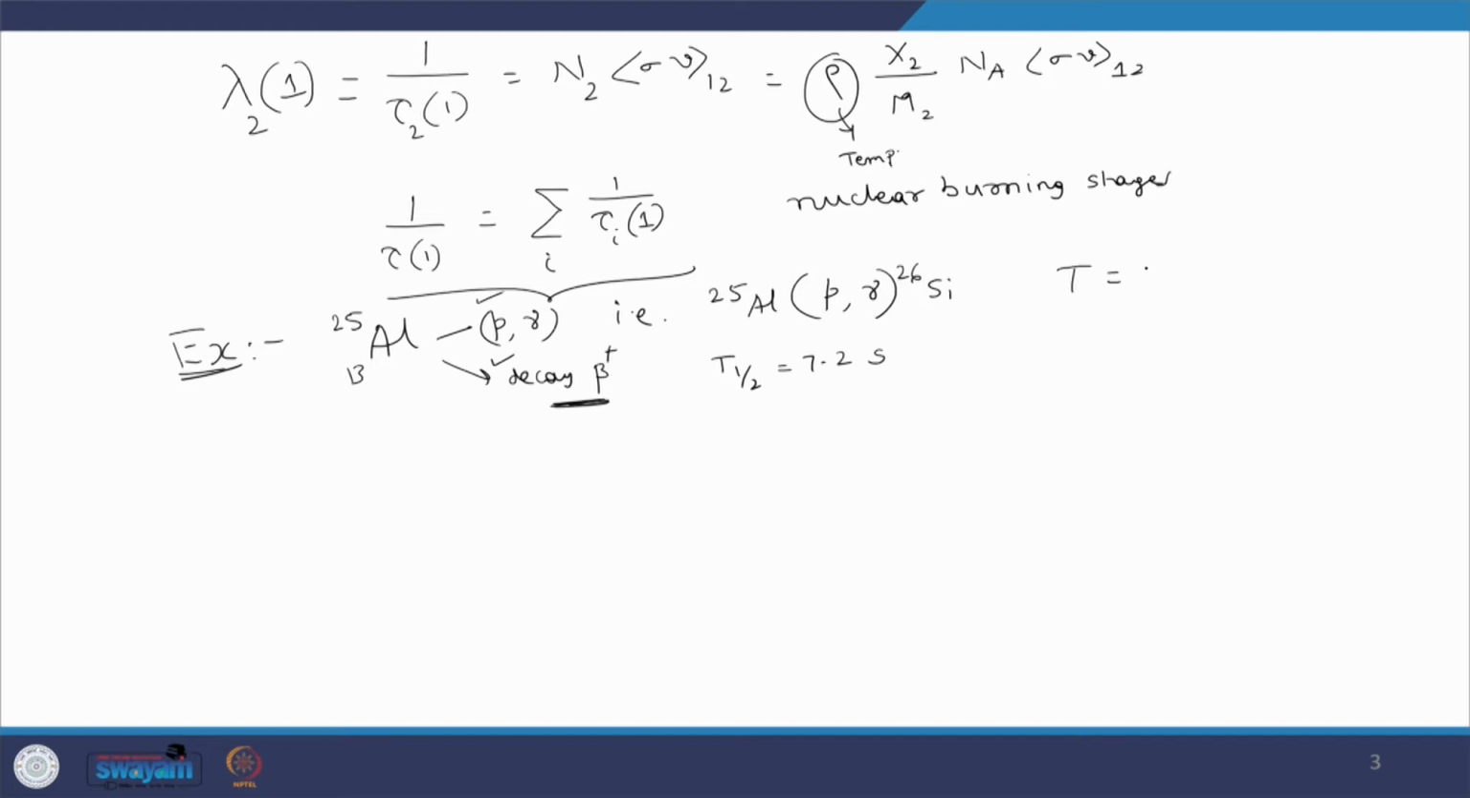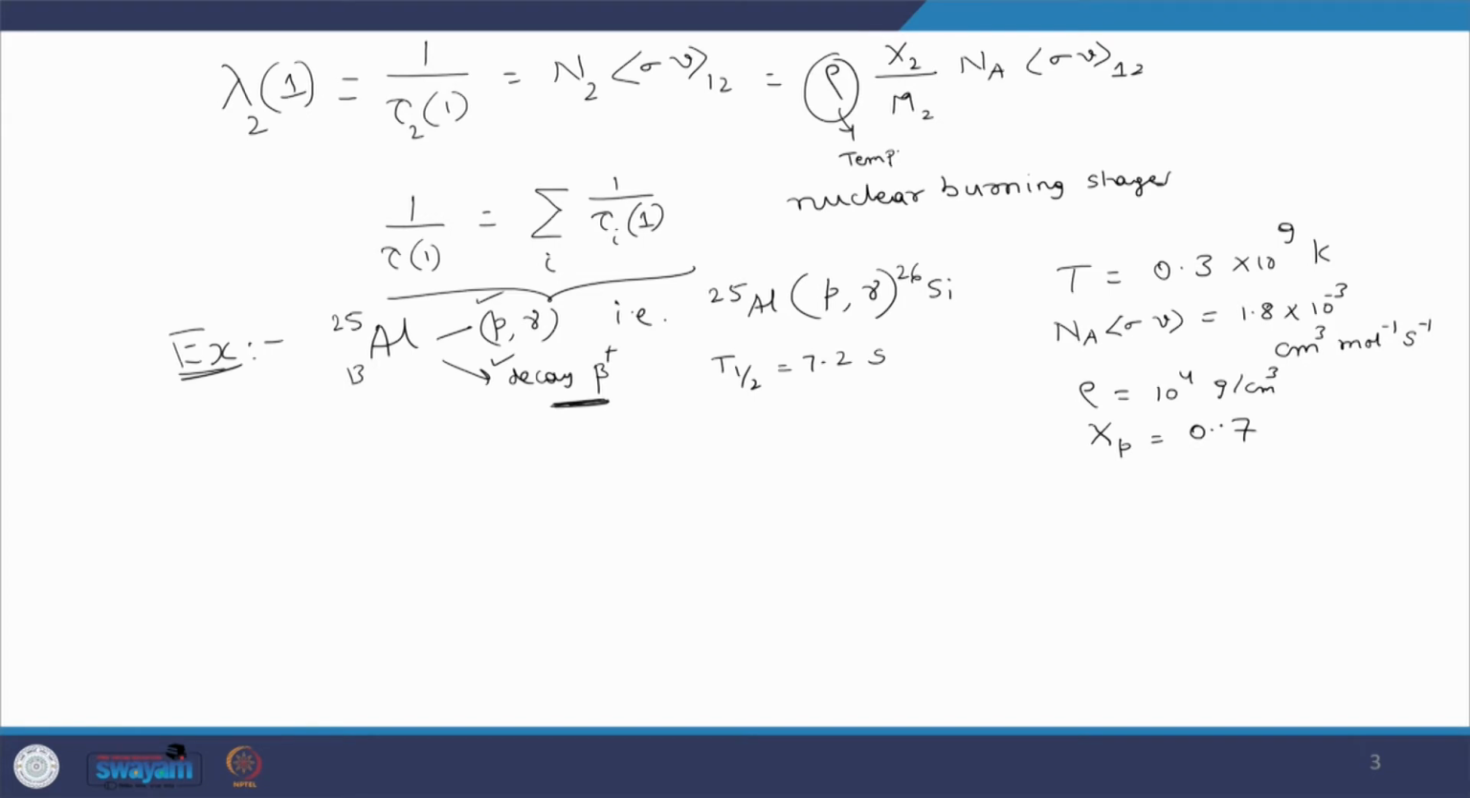Given data is T equal to 0.3 into 10 to the power of 9 kelvins, that means 0.3 gigakelvin, and the given reaction rate is 1.8 into 10 to the power of minus 3 centimeter cube per mole per second, and rho is 10 to the power of 4 grams per centimeter cube, and the mass fraction of protons or hydrogen say 0.7.